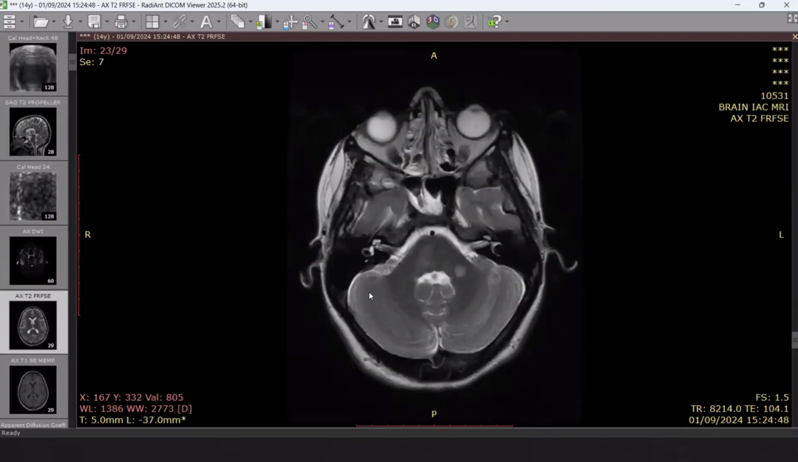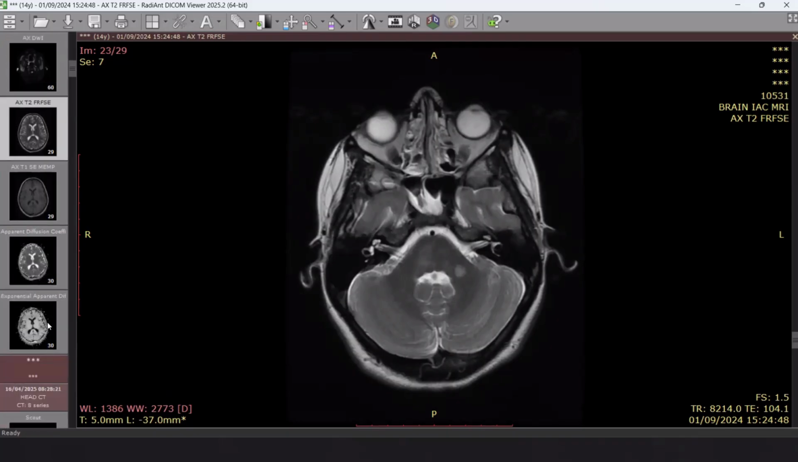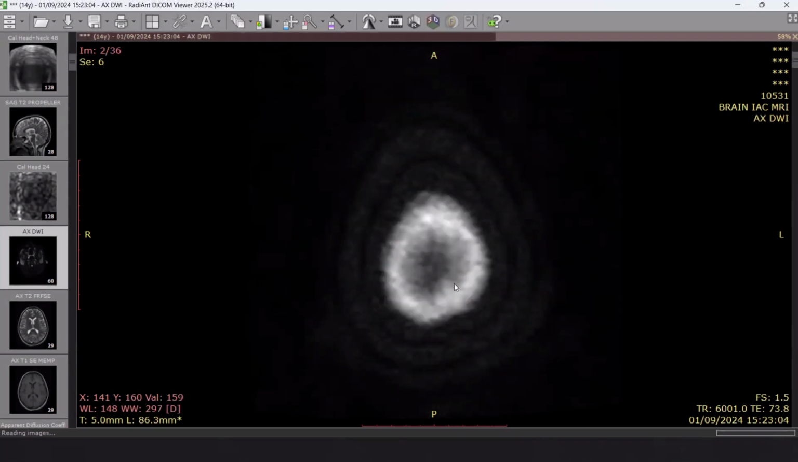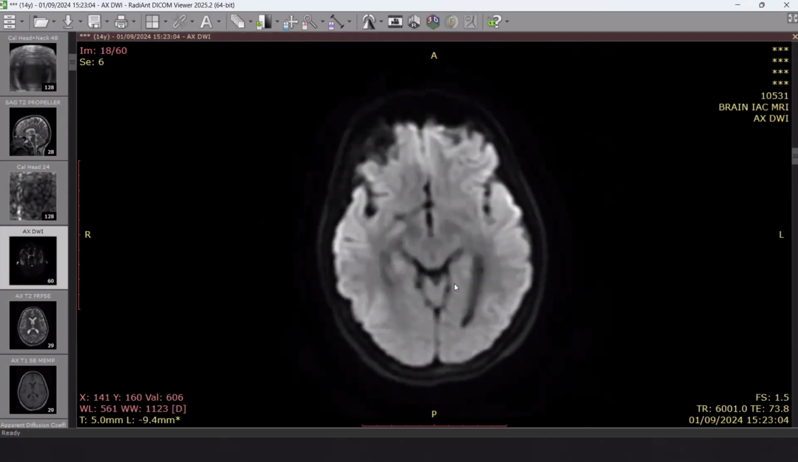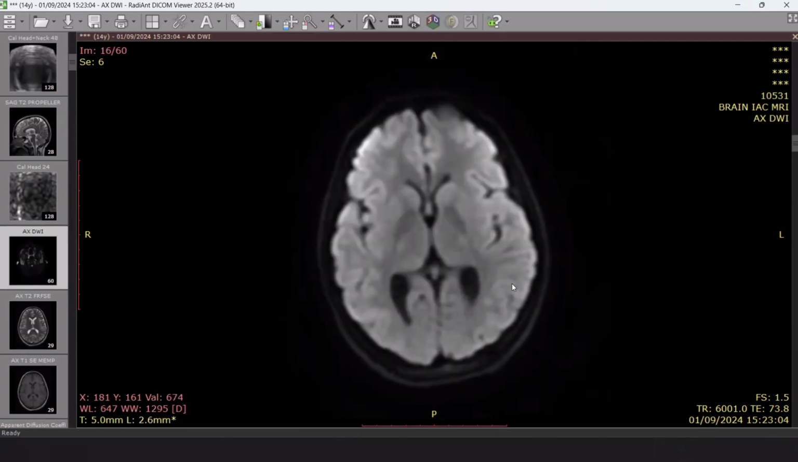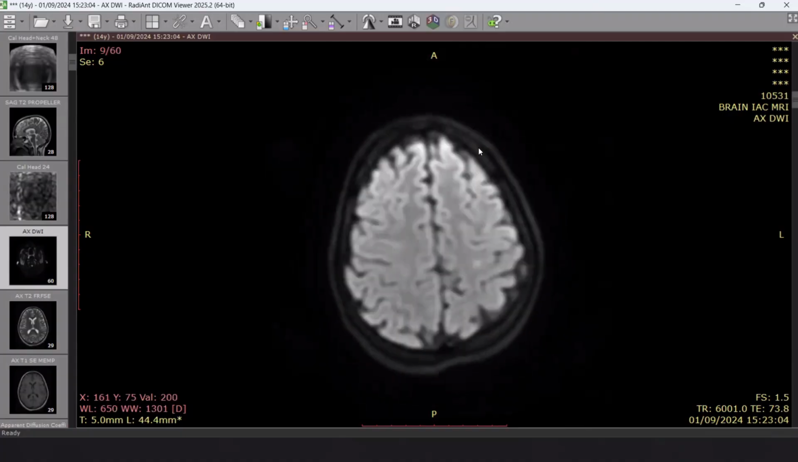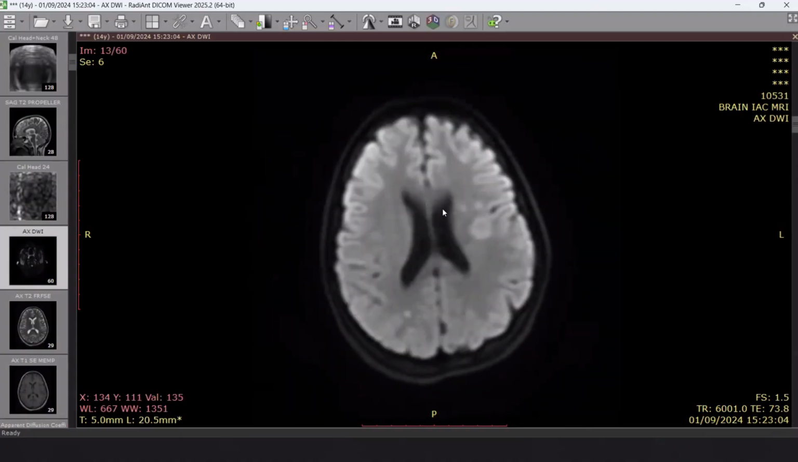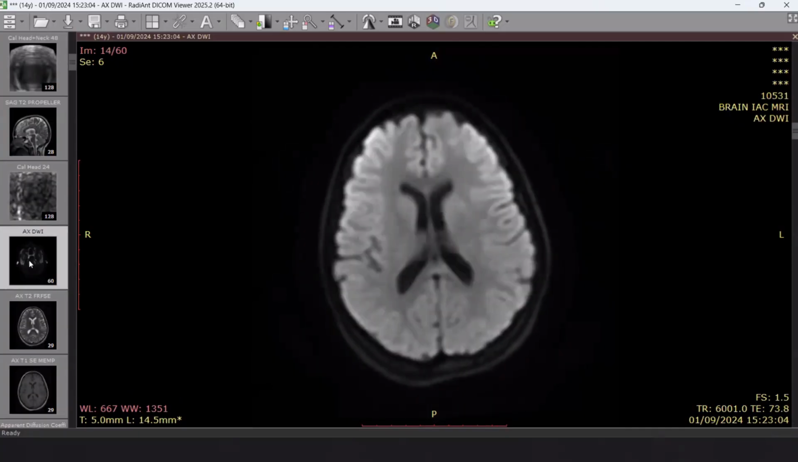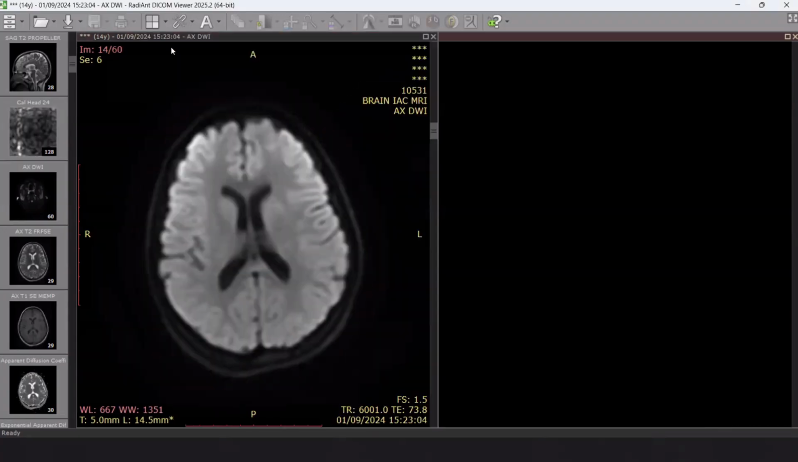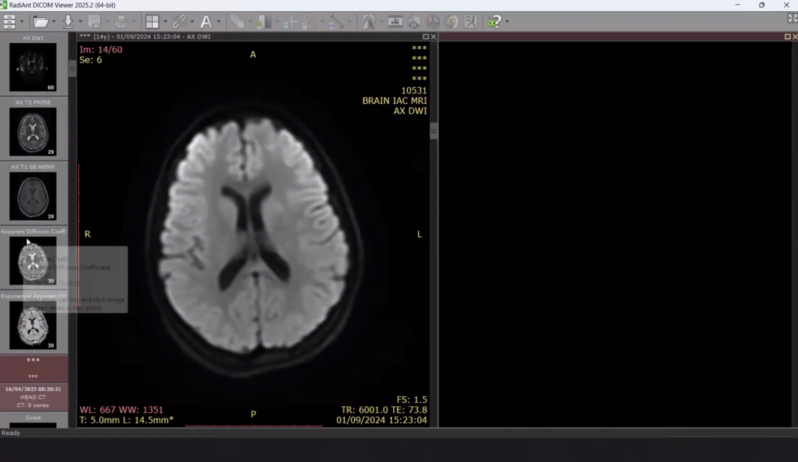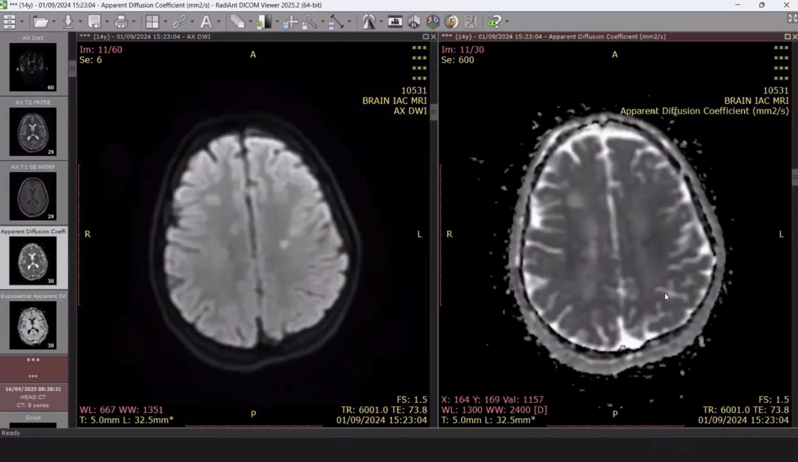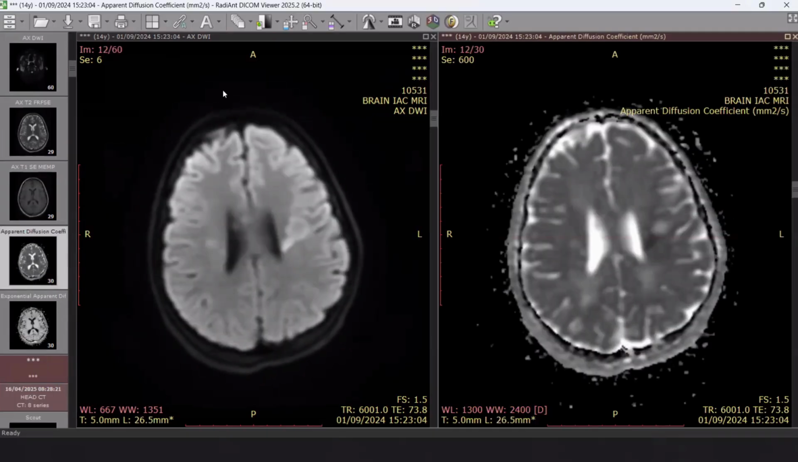Sir, multiple sclerosis is my top differential, but I also want to check diffusion weighted imaging as well as contrast, which is for active as well as chronic lesions. A few of them also show restriction. I also want to compare with the ADC. Okay, I will give you the ADC beside it. There's the ADC.